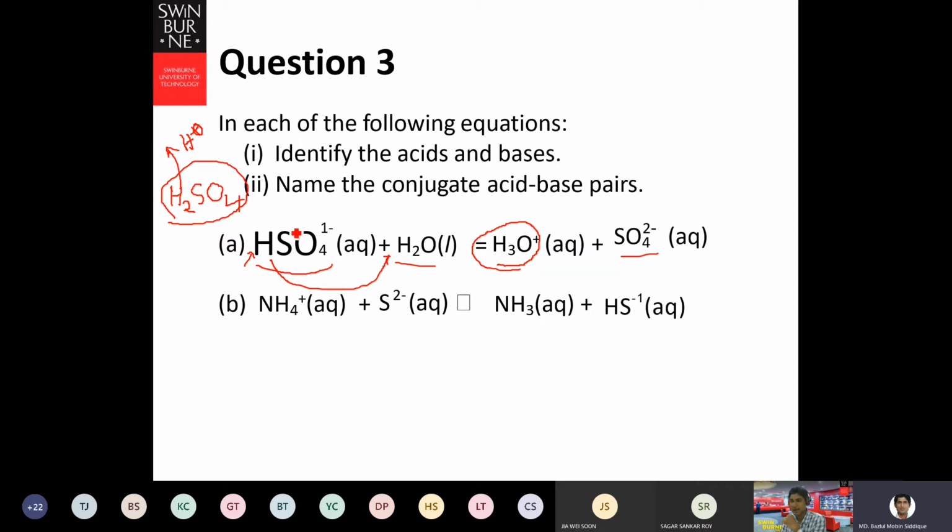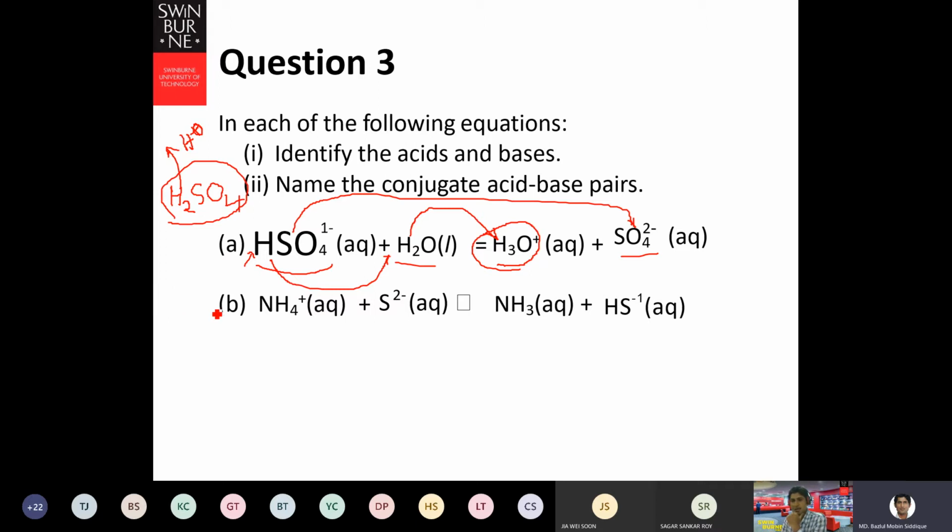Water is taking up one hydrogen, and then it becomes the conjugate acid, because it is taking the proton or hydrogen ion. So water is a base, and by releasing that hydrogen, the acid becomes the conjugate base. Sulfate ion is the conjugate base of this hydrogen sulfate.